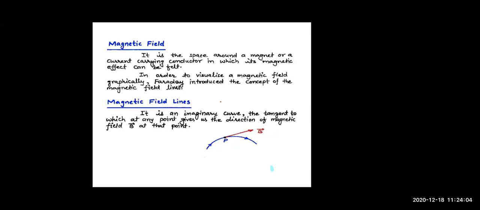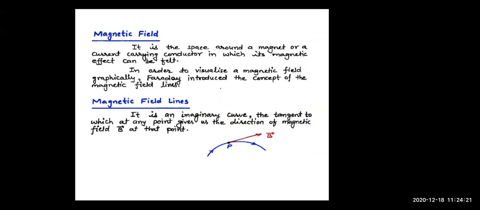So magnetic field lines are what? First thing, they are not real, they are imaginary lines. They are imaginary curves such that at any point you draw a tangent, it gives the direction of the magnetic field at that point. Right? So that is your magnetic field lines.